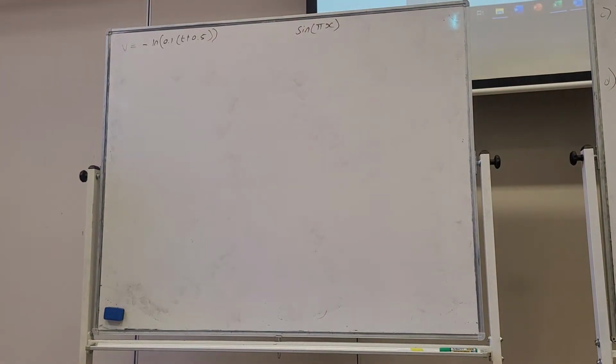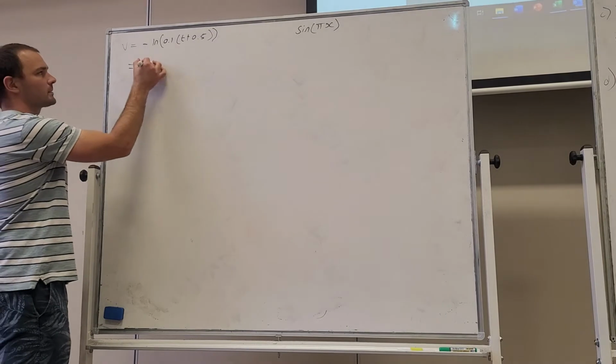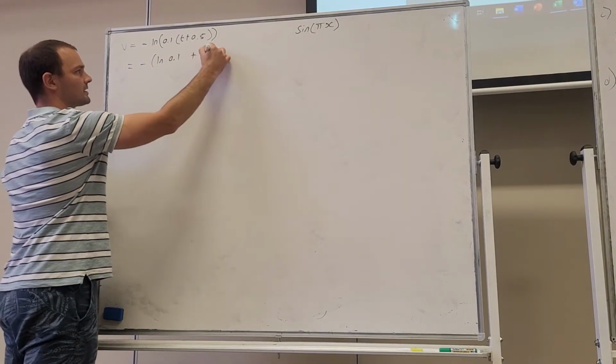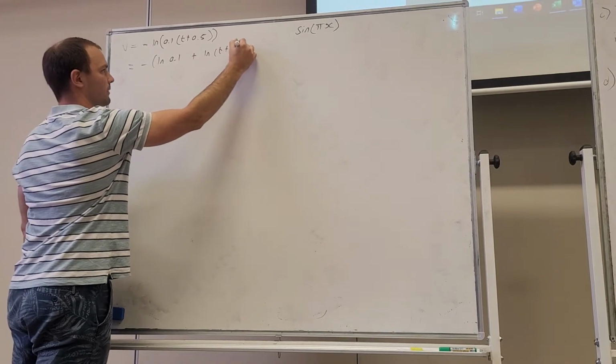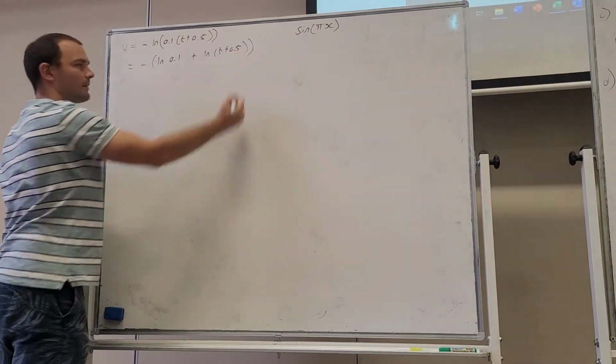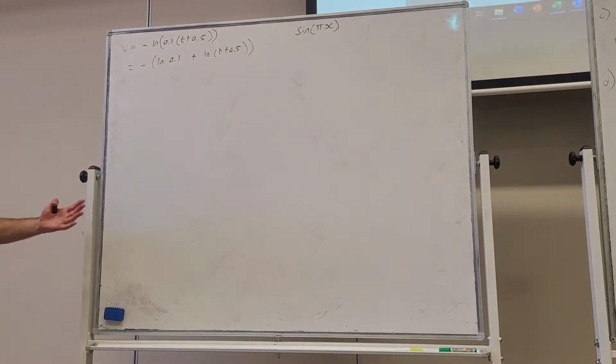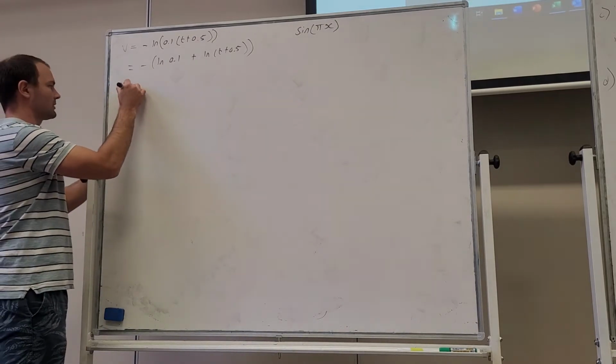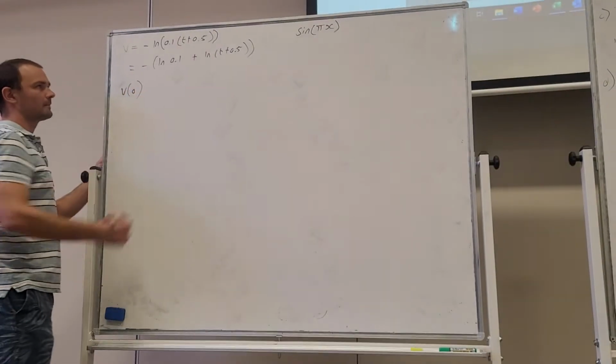Now, with ln laws, just to point out a connection, we could express this as ln of 0.1 plus ln of t plus 0.5. We could separate them if we need to. Let's have a go through the question and see what it does. How much water was in the tank initially? We are going to need to use our calculator here because I don't know the log tables off the top of my head. So we're just finding v of 0.